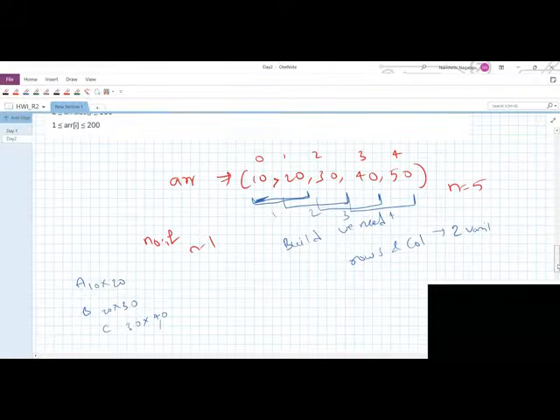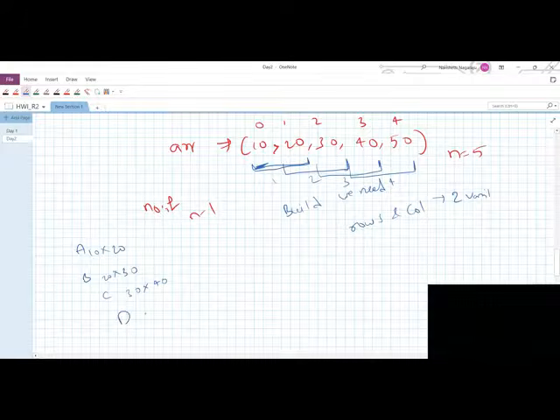For D, we will be having 40. I hope you understood. If they give an array of size 5, from that array we will be having 4 matrices, which is n minus 1. If they give an array of size n, we will be having the dimensions of n minus 1 matrices in the array.